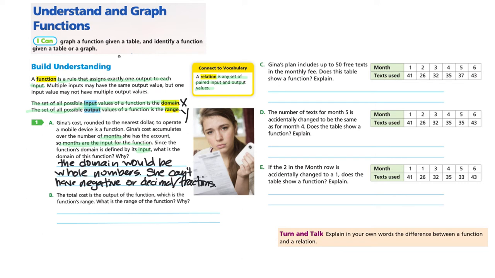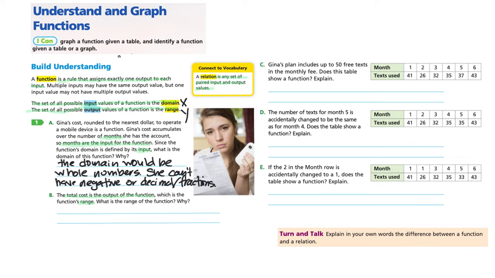All right, so let's look at B. The total cost is the output of the function, which is the function's range. So let's look at that. They tell you that the output is the total cost, and so that's the range. So that's important to think about also. The cost is based on the month and the different things that she does. What is the range of the function? So let's think about that.